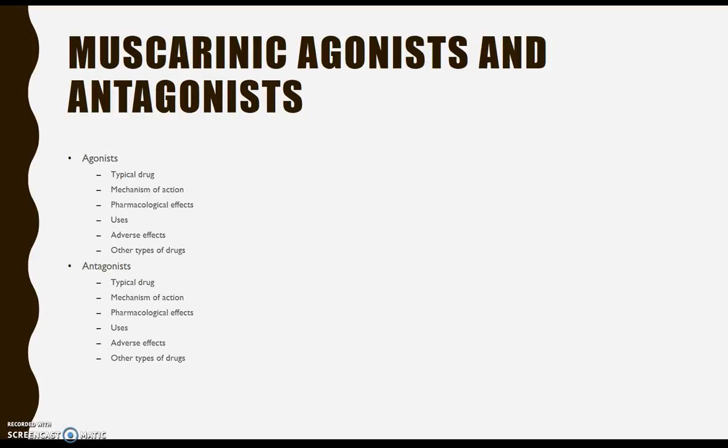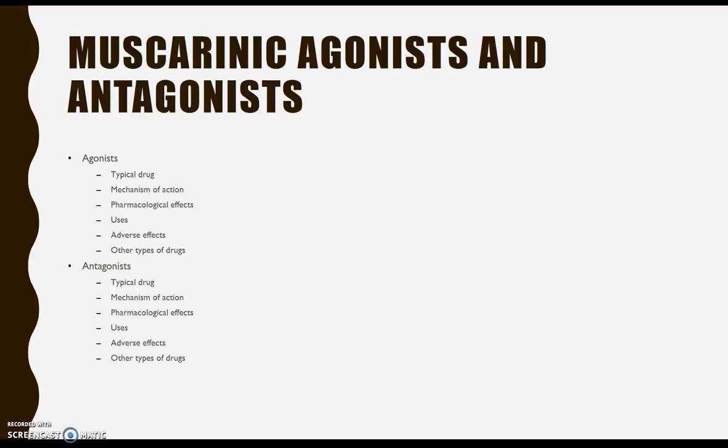cevimeline, pilocarpine, which you'll see pilocarpine a lot. That is typically used in the eyes, or muscarine. Toxicity can occur from too much medication or as a natural result. The signs and symptoms of toxicity are profuse salivation, bronchospasm, diarrhea, bradycardia, and hypotension. So what do you need to teach your patient? When do they need to call in? What is important about that? Treatment for this, if this goes wrong or if they have too much of the agonist, is to give them atropine and provide supportive therapy.